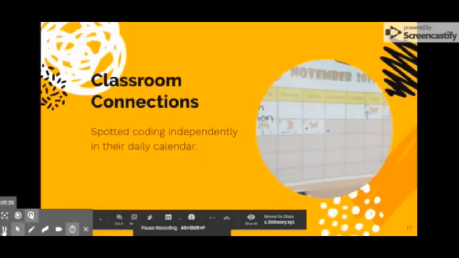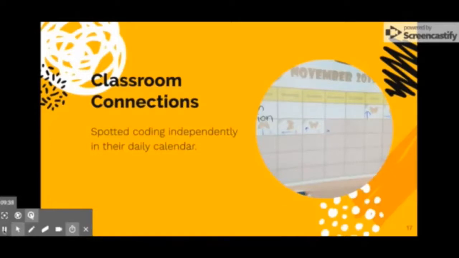SAMR model. So I hope you enjoyed this lesson, and feel free to use this within your classroom and differentiate to make it appropriate for all grade levels.